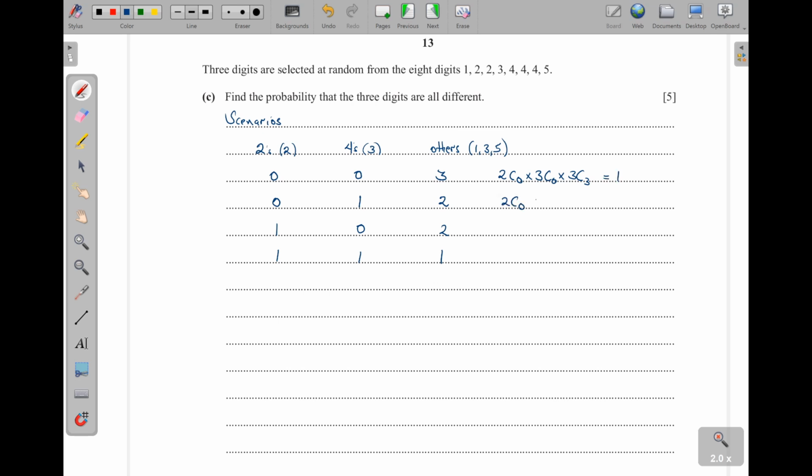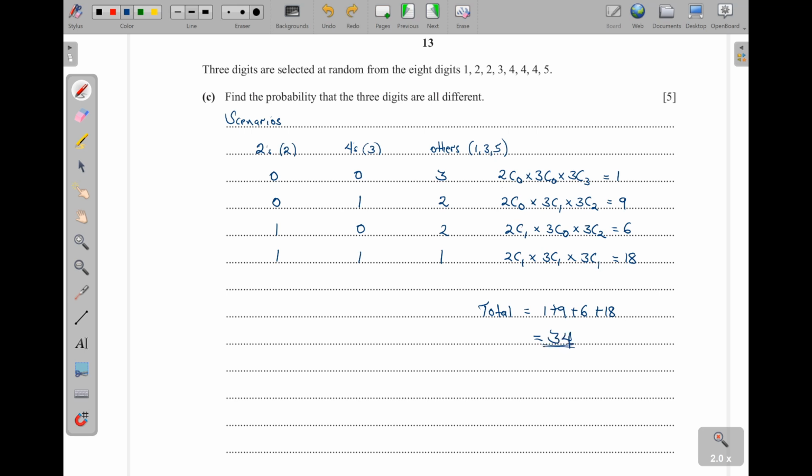Then here 2 combination 0 times 3 combination 1 times 3 combination 2. This one will give us 9. Then 2 combination 1 is a 2 times 3 combination 0, that one is a 1, and then 3 combination 2, that one is a 3. So 2 times 3, that is a 6. And then 2 combination 1 times 3 combination 1, that is 2 times 3, that is 6, then times 3 combination 1. So 6 times 3, you get 18. Then our total is going to be 1 plus 9, which is 10, then plus 6, that is 16, plus 18, which gives us 34.